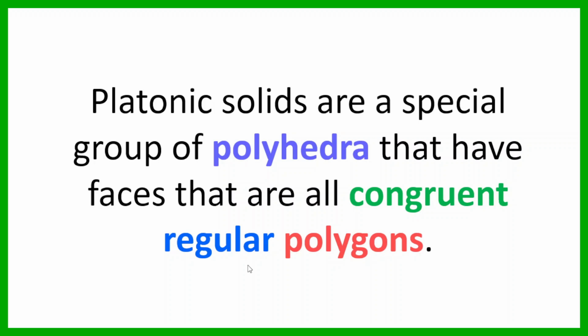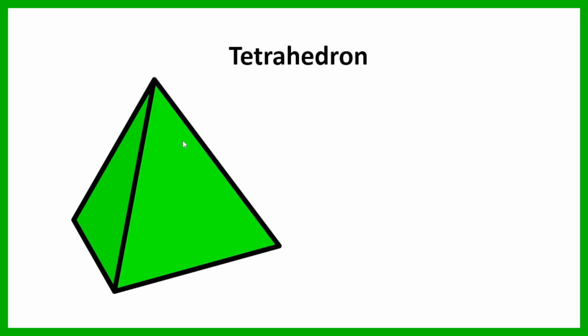There are 5 different Platonic solids. We're going to go through the 5 Platonic solids and look at their different properties. The first one we're going to be doing is the tetrahedron. Okay, so let's have a look at what a tetrahedron looks like. This is an example over here of a tetrahedron. It looks like a pyramid, okay? And we are going to find the different properties of this tetrahedron.